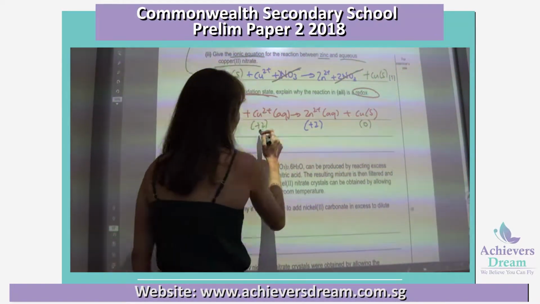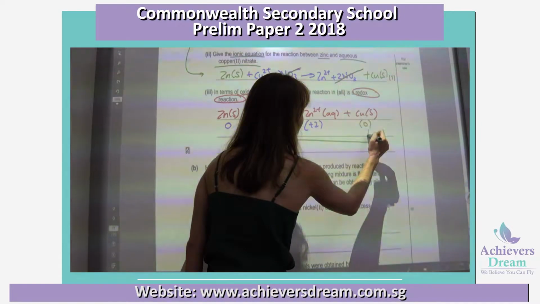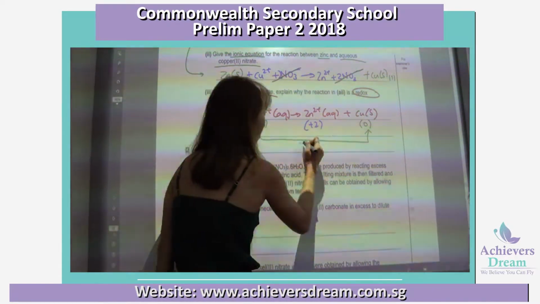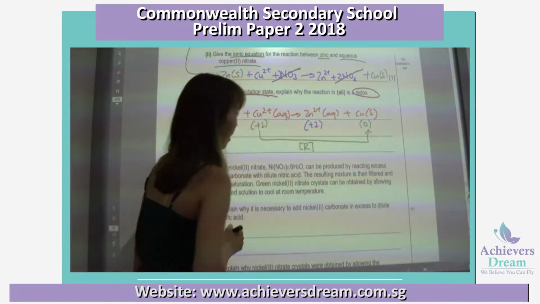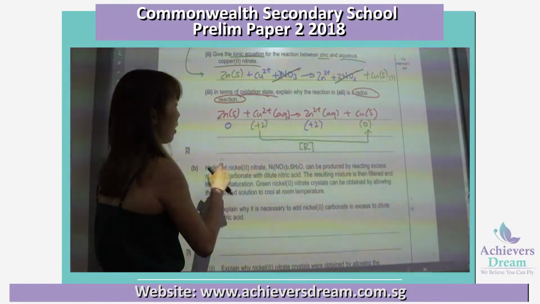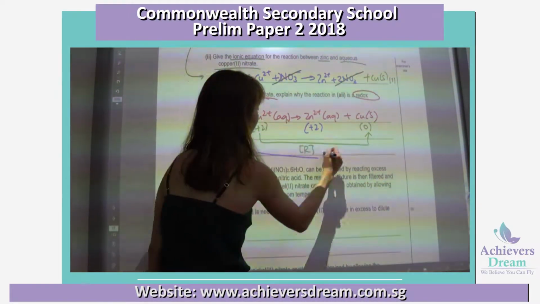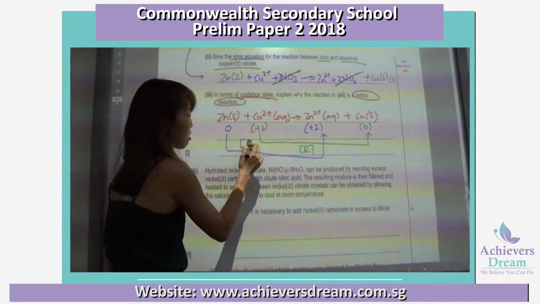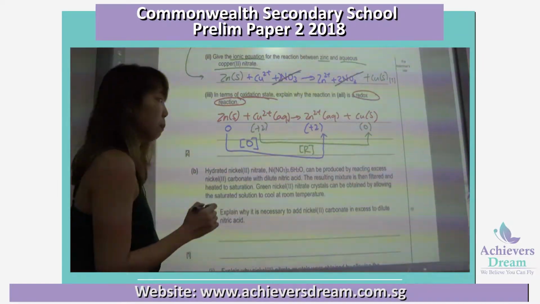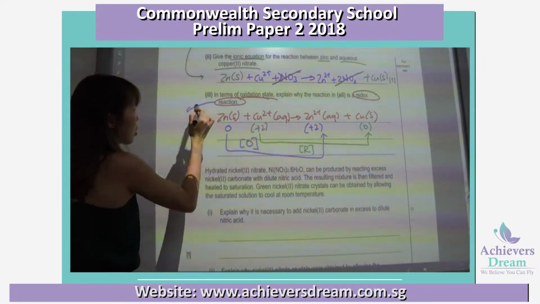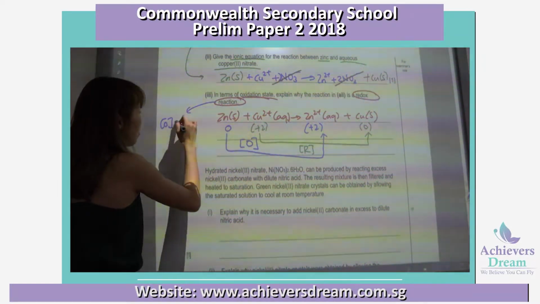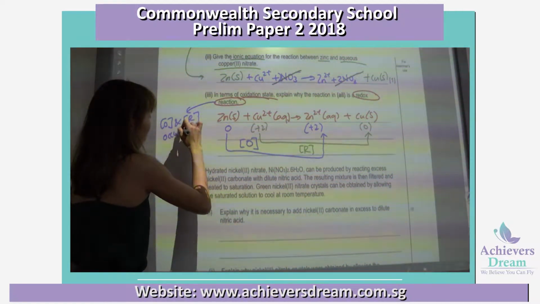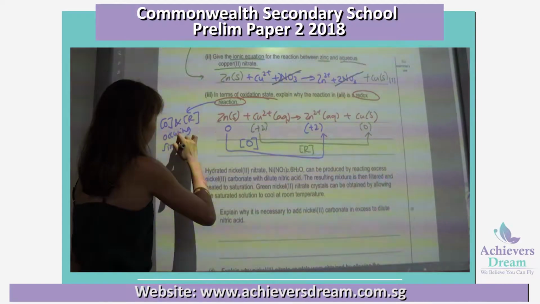So, from plus 2 to 0, there is a decrease in oxidation state, correct? So this means that reduction has taken place. Whereas from 0 to plus 2, there's an increase in oxidation state. So this indicates that oxidation has taken place. So what does redox reaction mean? It means that there must be oxidation and reduction occurring simultaneously.